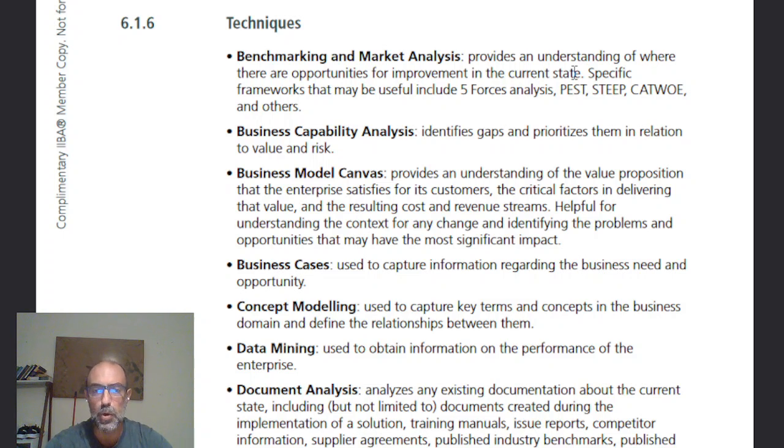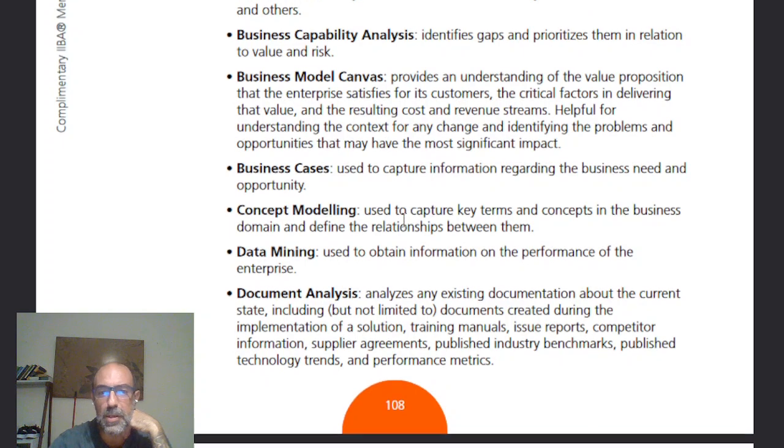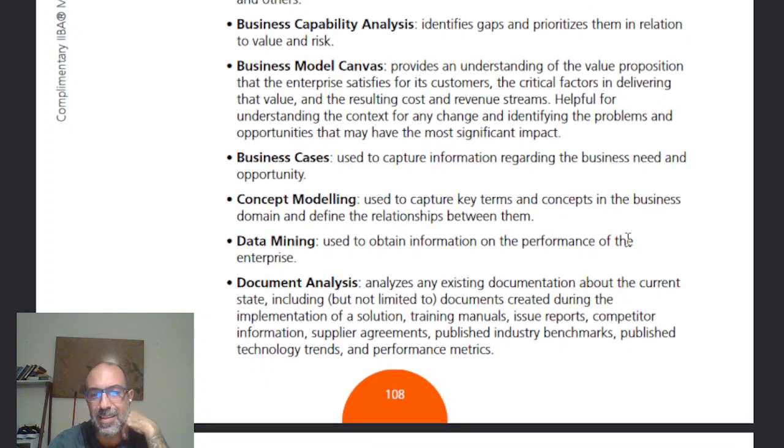Past Steep, CATWO, and others. SWOT analysis and all that good stuff. Business capability analysis identifies gaps and prioritizes them in relation to value and risk. Business model canvas provides an understanding of the value position the enterprise satisfies for its customers. Business cases are used to capture information regarding the business needs and opportunity.